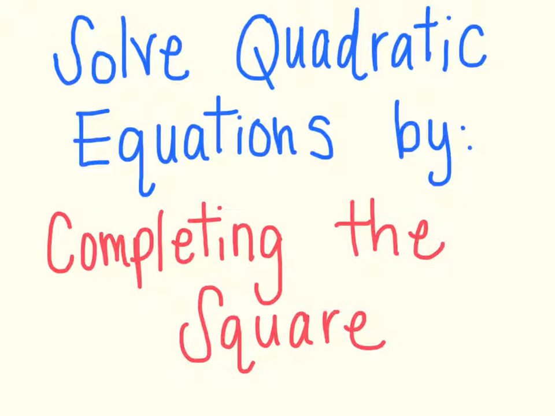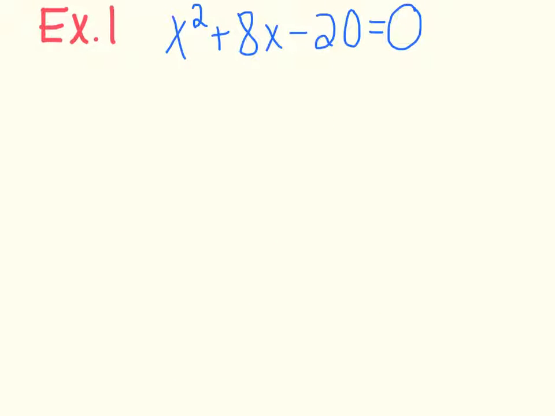Solving quadratic equations by completing the square. Our first example, we have the quadratic equation x squared plus 8x minus 20 equal to 0. To complete the square, we must first move the 20 to the other side of the equation.